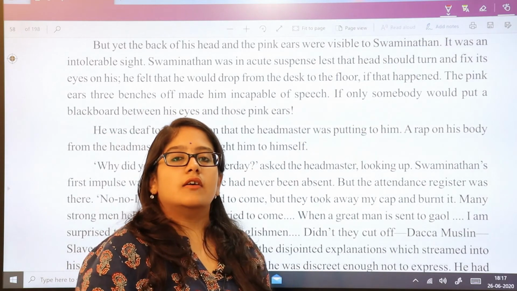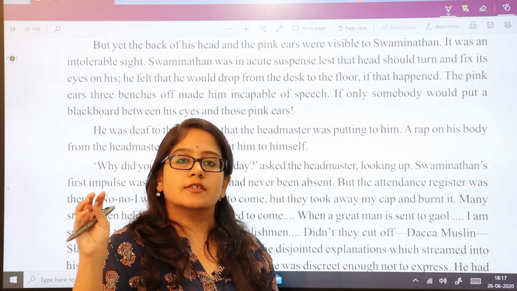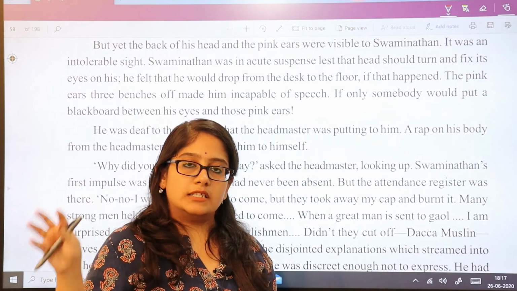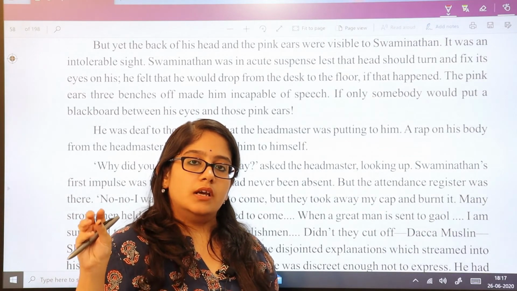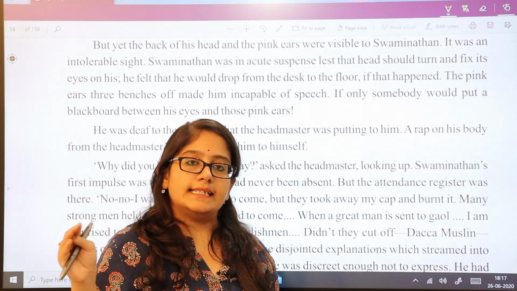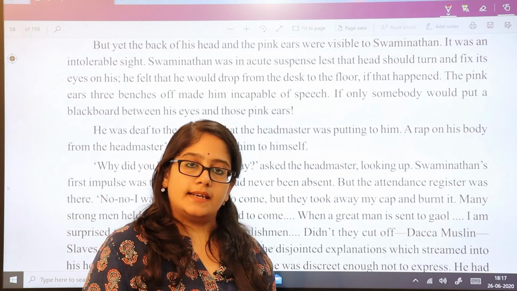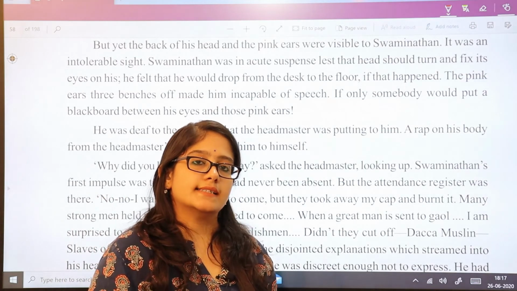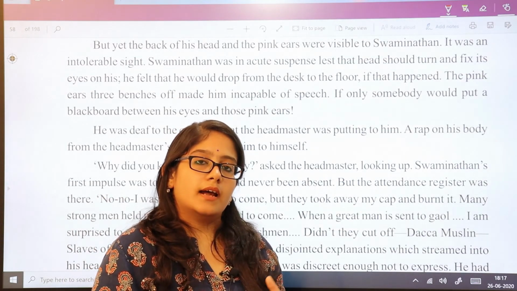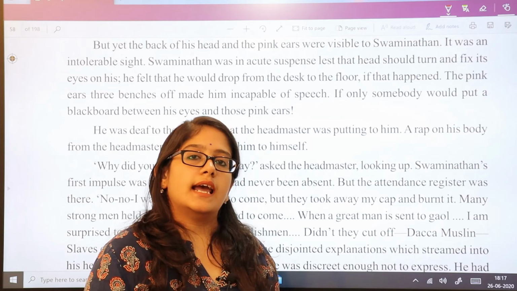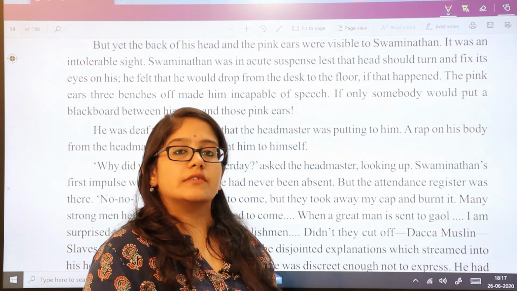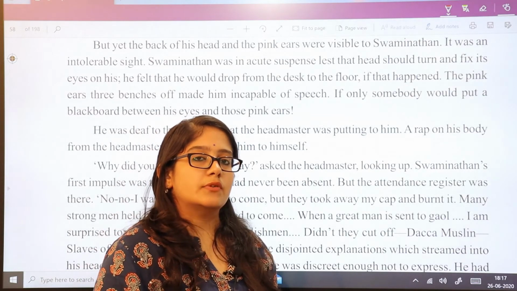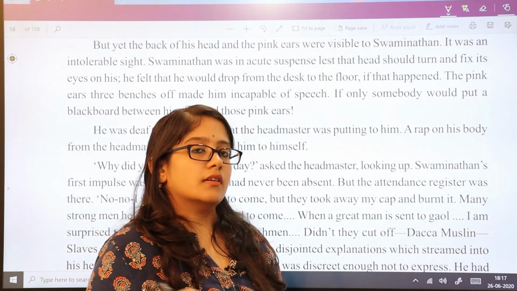So Swami, all this is the description of how Rajam was looking, how Rajam's appearance was. Rajam seemed to be quite angry and Swami is scared. If Rajam looks at Swami's face, the headmaster may realize that Swami had done something wrong and he would be really punished severely. That's the reason why he was really scared with Rajam.